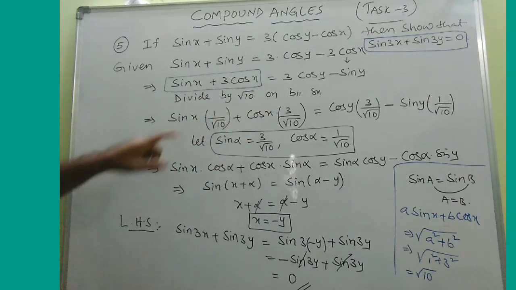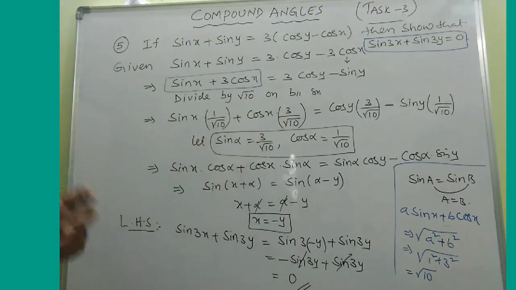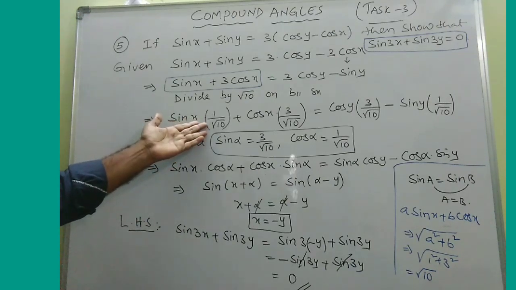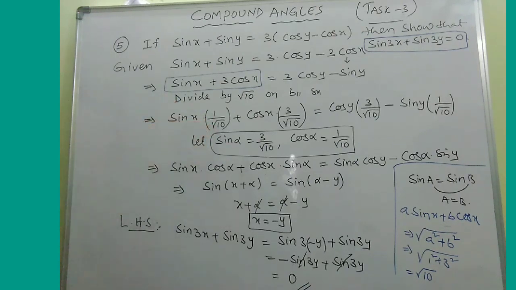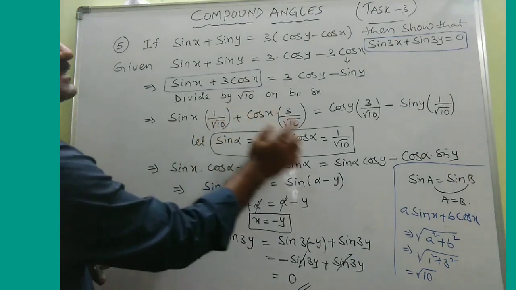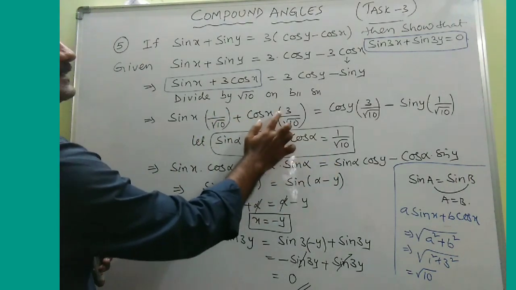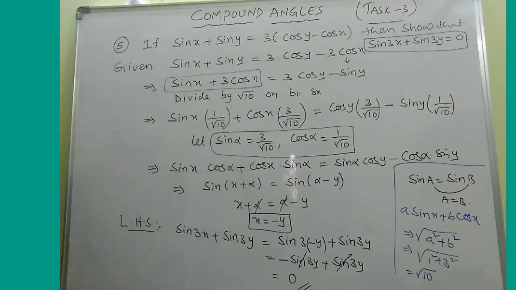But 1 by root 10 and 3 by root 10 are not the standard values of trigonometric functions, right? It is not equal to any sine angle, or even any cos angle. I mean, exactly we don't know, since it is not a standard one. So that is why let us assume 1 by root 10 as some cos alpha and 3 by root 10 as some sin alpha. Right?